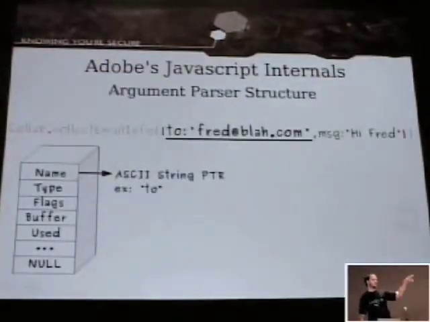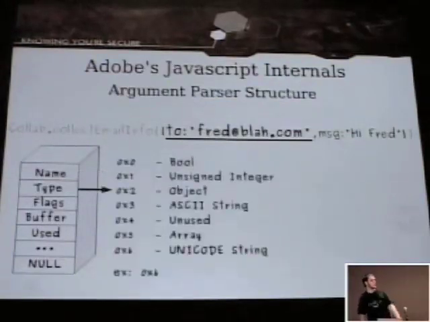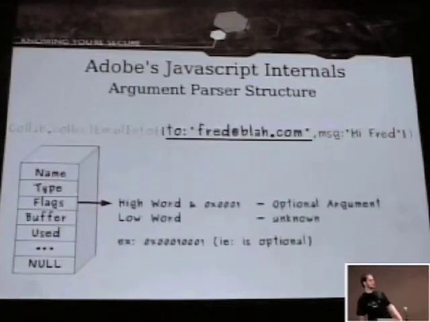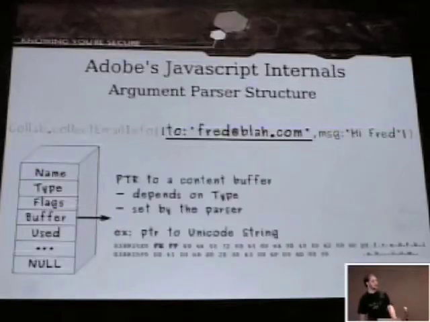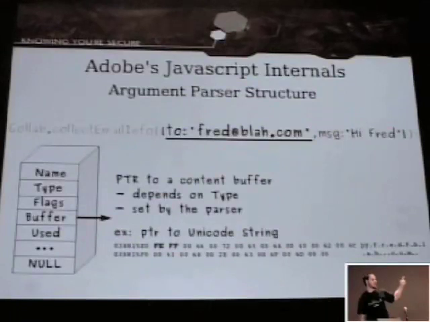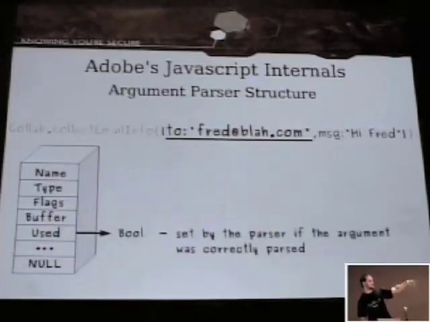This argument parser structure has first the name of the argument, in this case 2. The type of the argument is bool, integer, or whatever; in this case it is 6, which is a Unicode string. Then you have flags; in this case, this is an optional argument. And you have the buffer, which is set by the parser itself. So after the parser executes, you get the buffer that you used in JavaScript inside your binary structure. And you have this used field, which is set by the parser if the argument was correctly parsed.